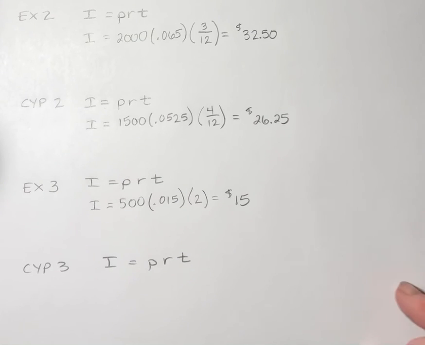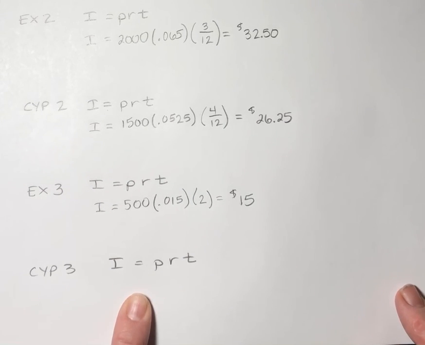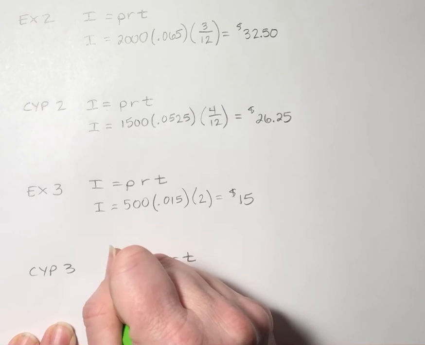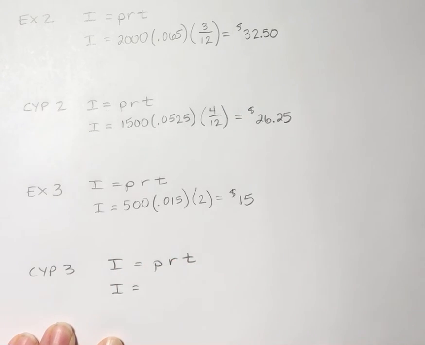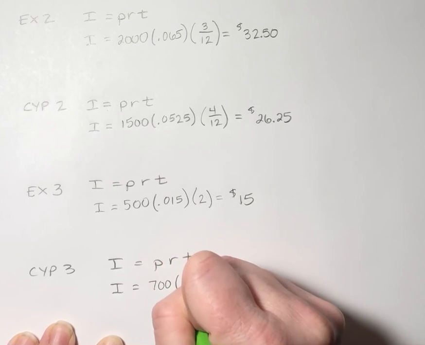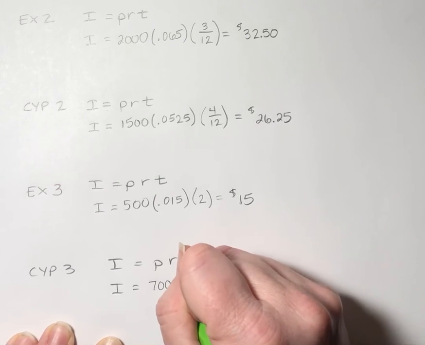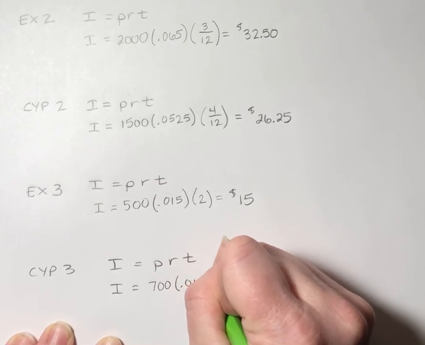And my last one, check your progress 3. Calculate the simple interest due on a 5-month loan of $700 if the interest rate is 1.25% per month. Okay, so principal, $700 is how much we're starting with. My interest rate is 1.25%, so 0.0125.